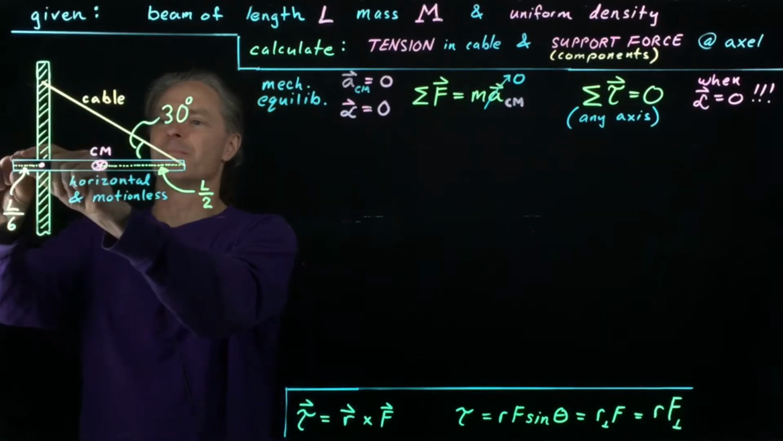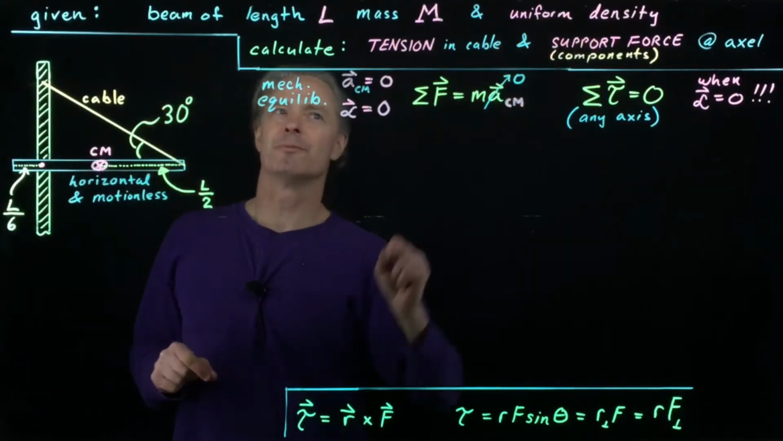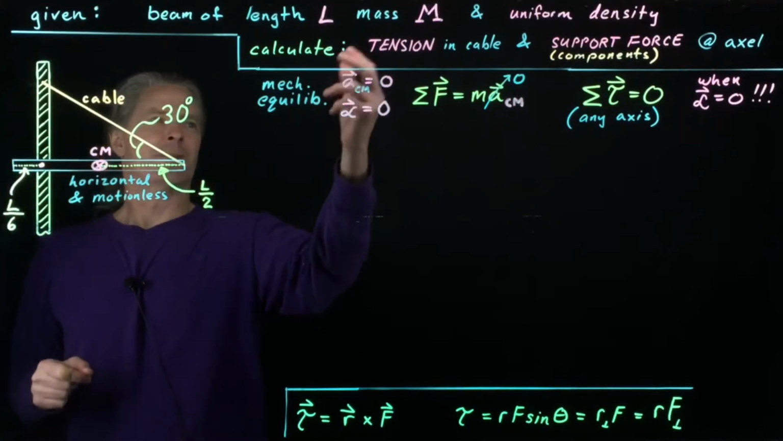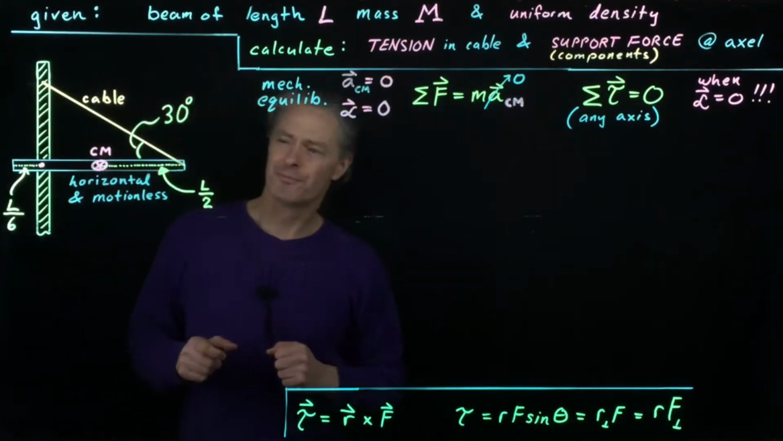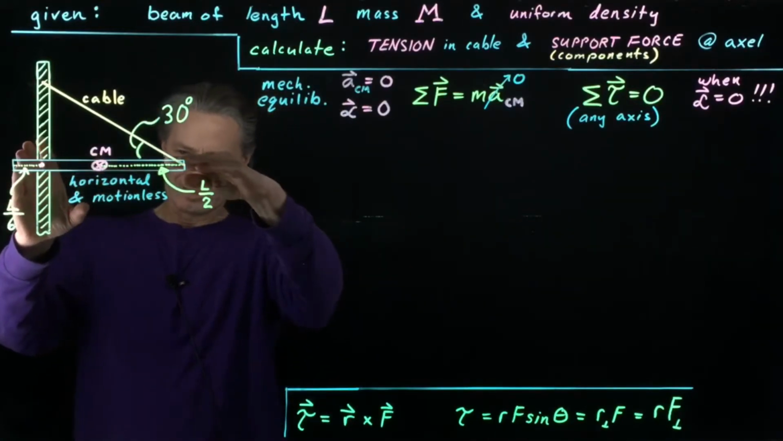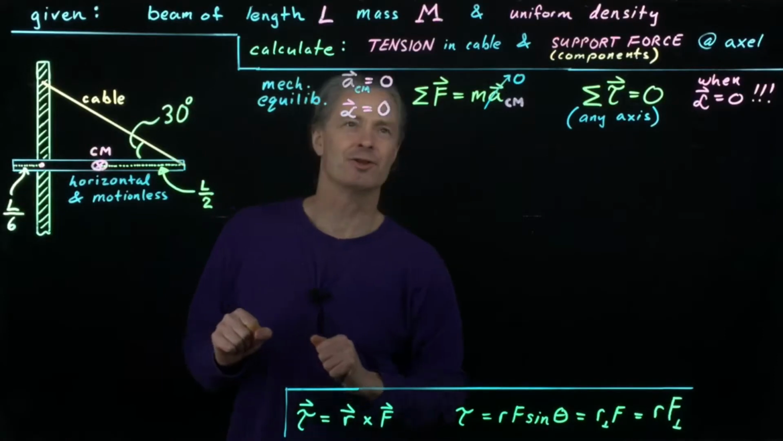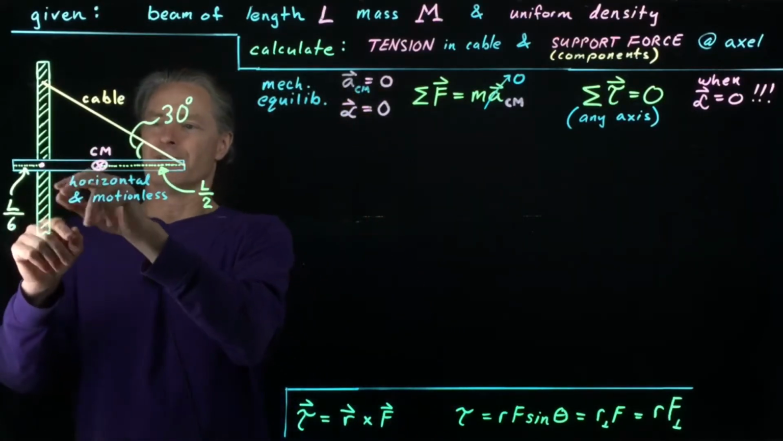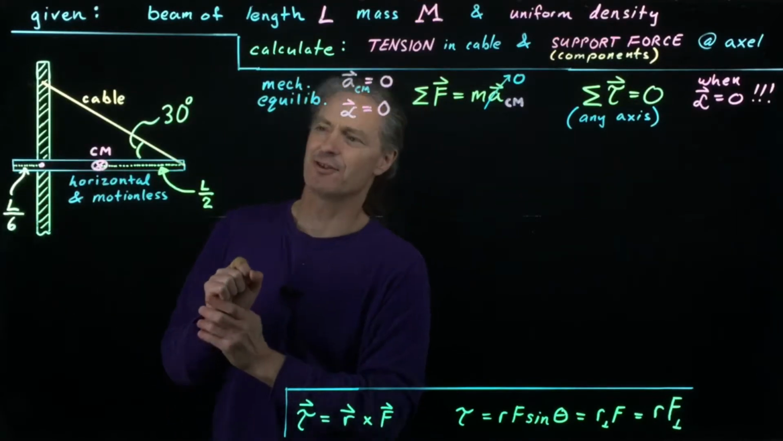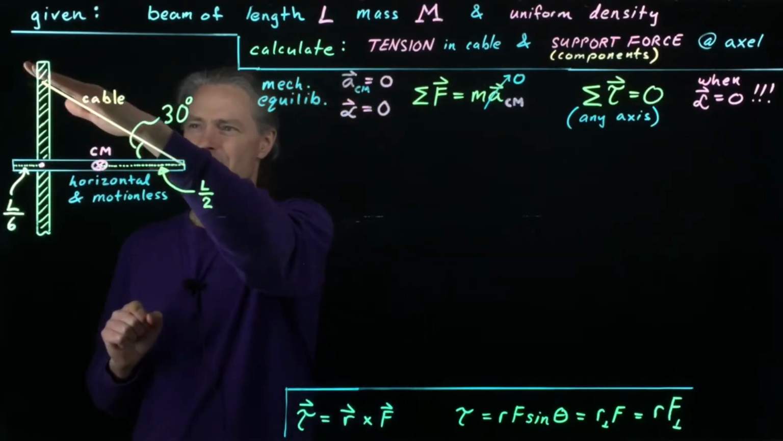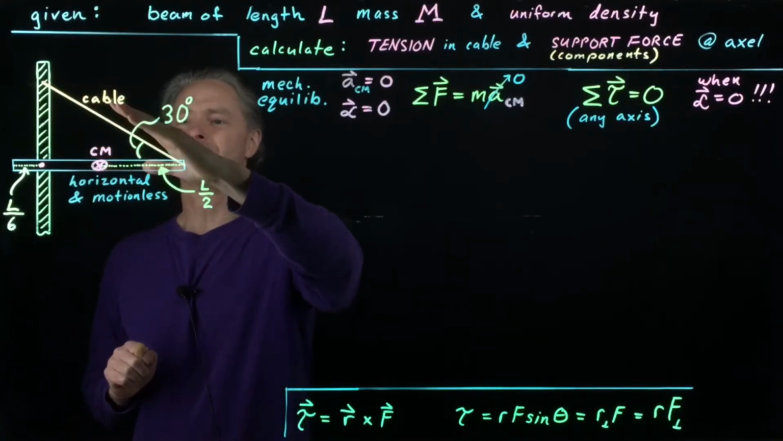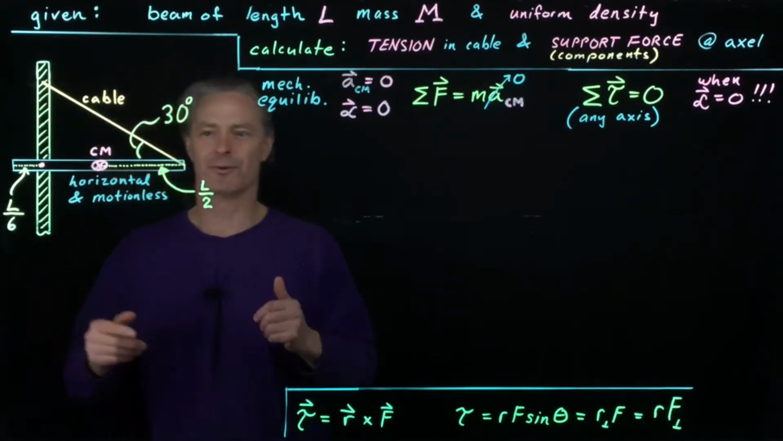Imagine we have a beam of uniform density, length capital L, a total mass of capital M. Imagine that beam is being held horizontally and motionless in this configuration. We have an axle here located L/6 from the left end. This cable, which is attached to the right end, makes a 30-degree angle with the beam and also with the horizontal direction.